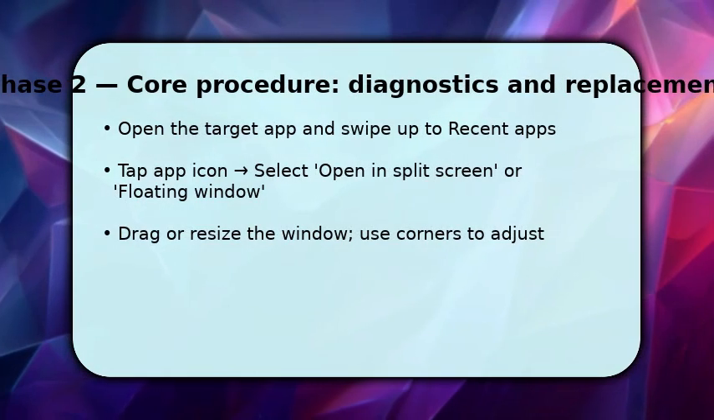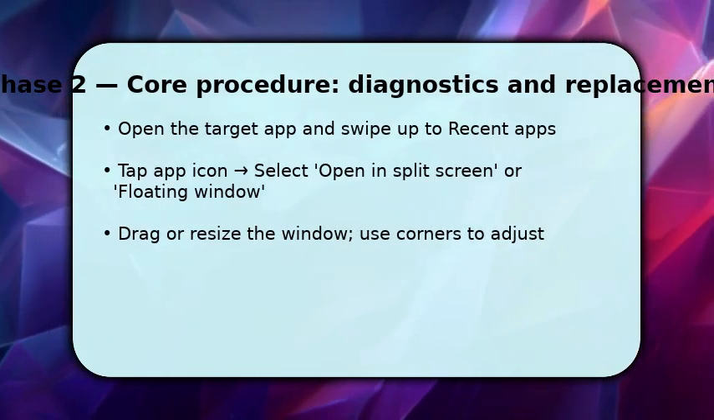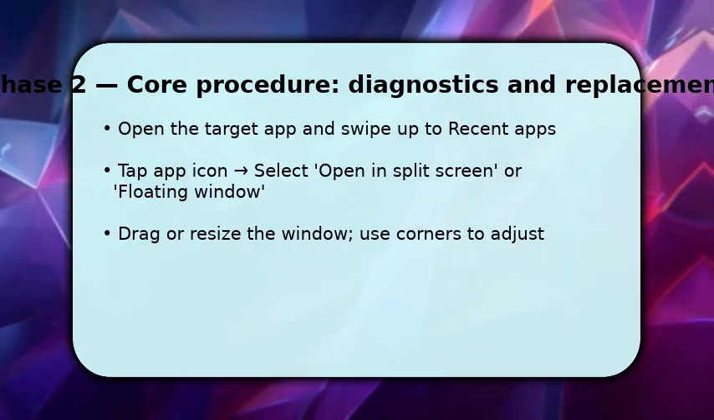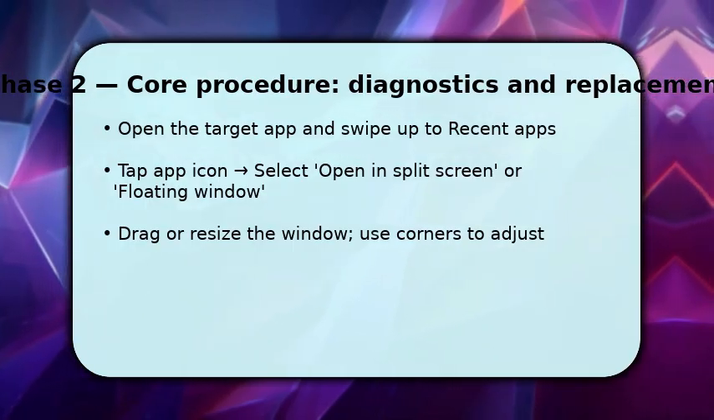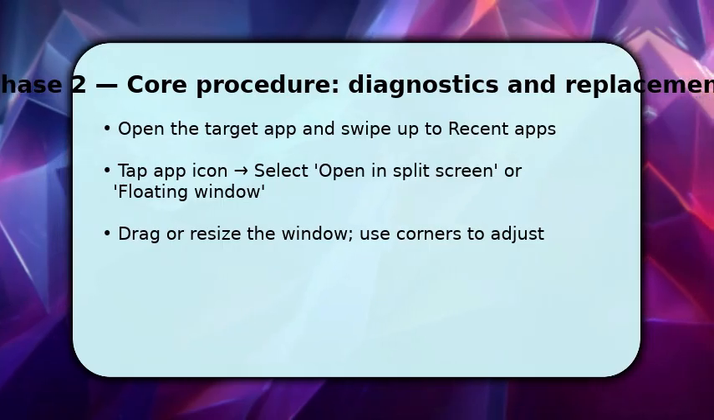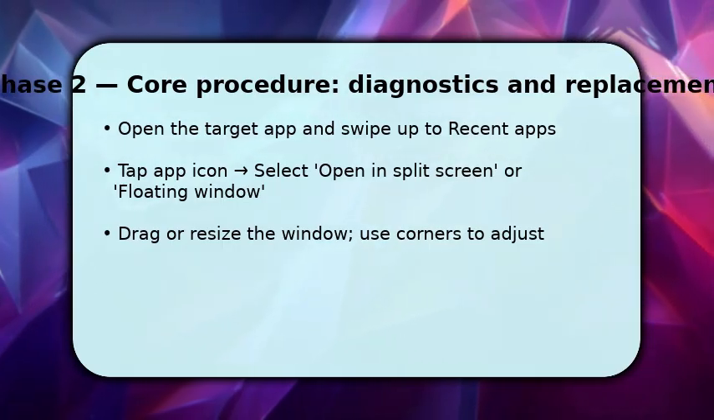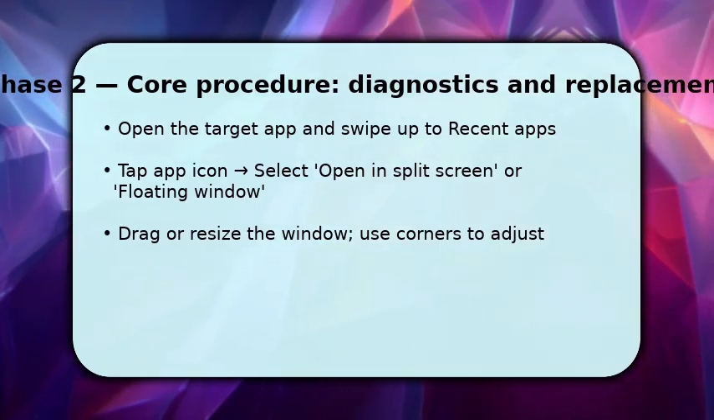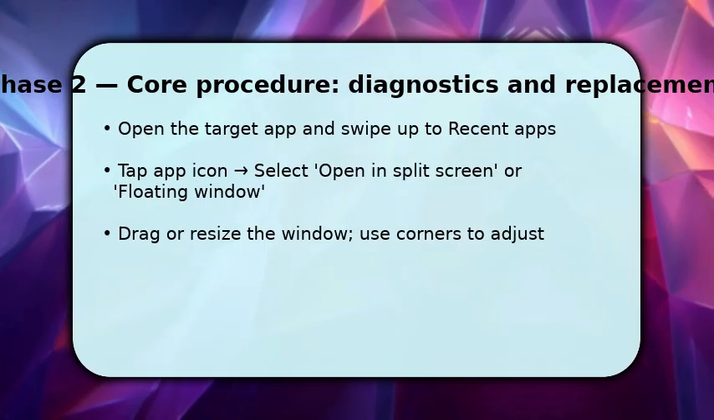You open the target app first, then access recent apps with the gesture or button. Tap the app icon at the top of the card and choose Open in split screen only if floating window is not visible. On Smart 9, the floating option shows under the same menu in most builds. Select floating window and the app becomes a movable overlay.